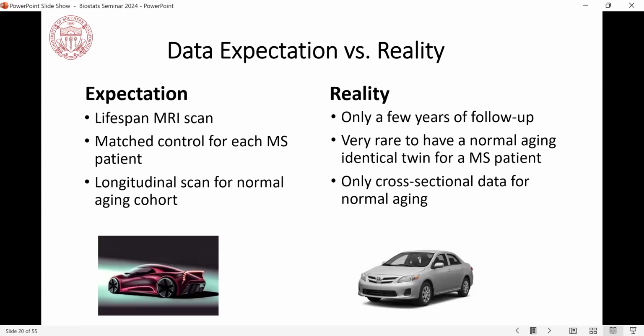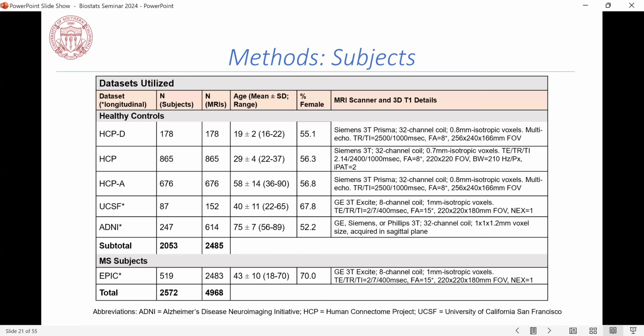Why bother to have healthy people get a repeated MRI? So we're not that crazy, right? So most of the time we only have cross-sectional data. But what we expect is we want to have a lifespan MS scan, and we have a matched control with our MS patient, and we have a longitudinal scan with the normal aging cohort. So that's the best we have, about the new imaging data in the world. That's the best we can get. You can't get any better than that.